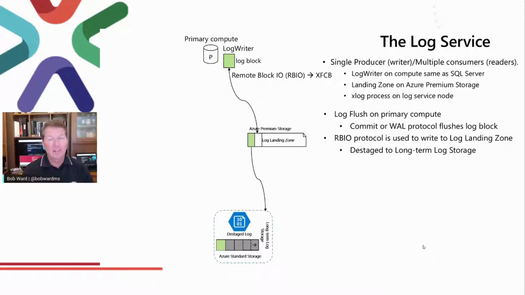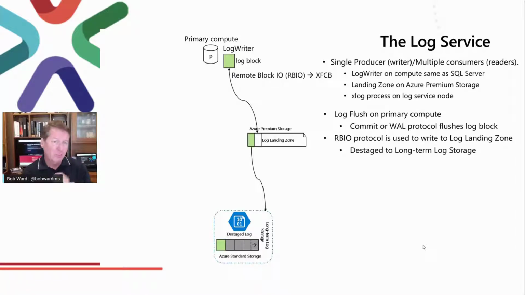In Hyperscale, what that looks like is we use a protocol called the Remote Block I/O interface, which uses that same Azure XFCB protocol to write things to Azure Premium Storage. We call that the landing zone. Now, based on how we age and see things going on in the log, we can destage that to long-term storage. This allows us to keep logs both readily available on premium storage for fast I/O and in long-term storage for things like point-in-time restore operations.